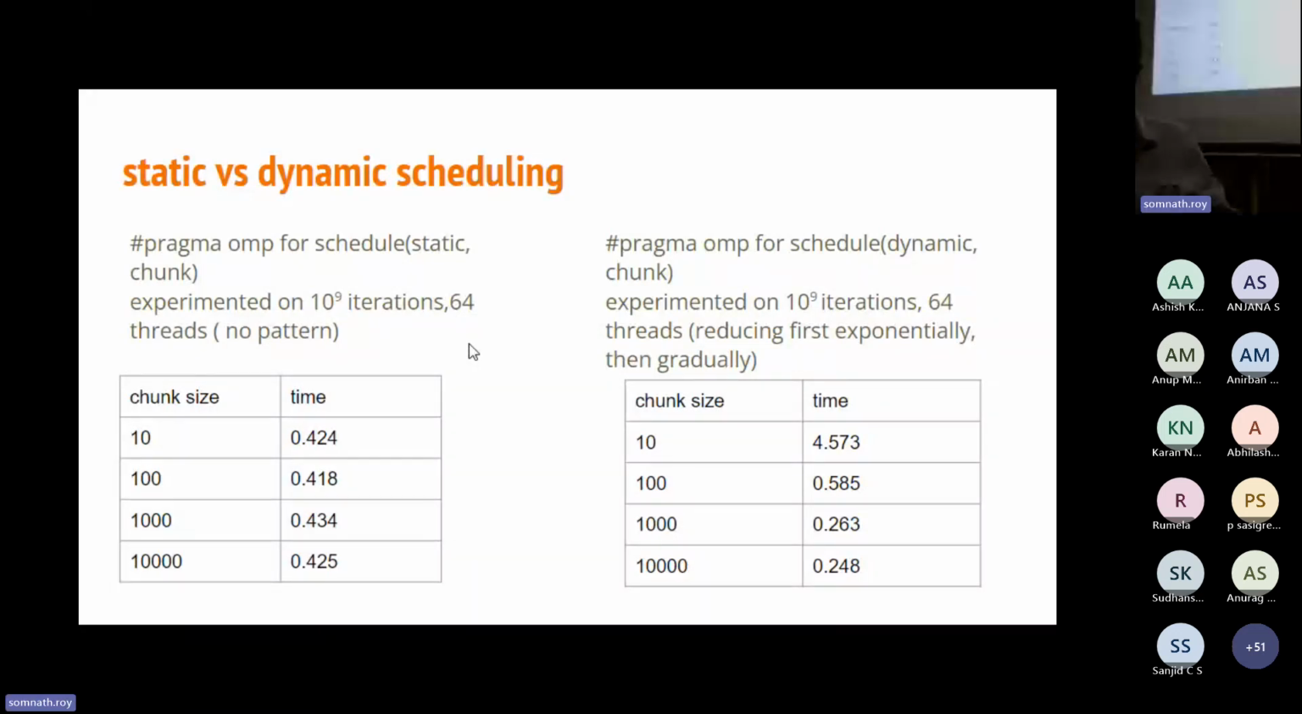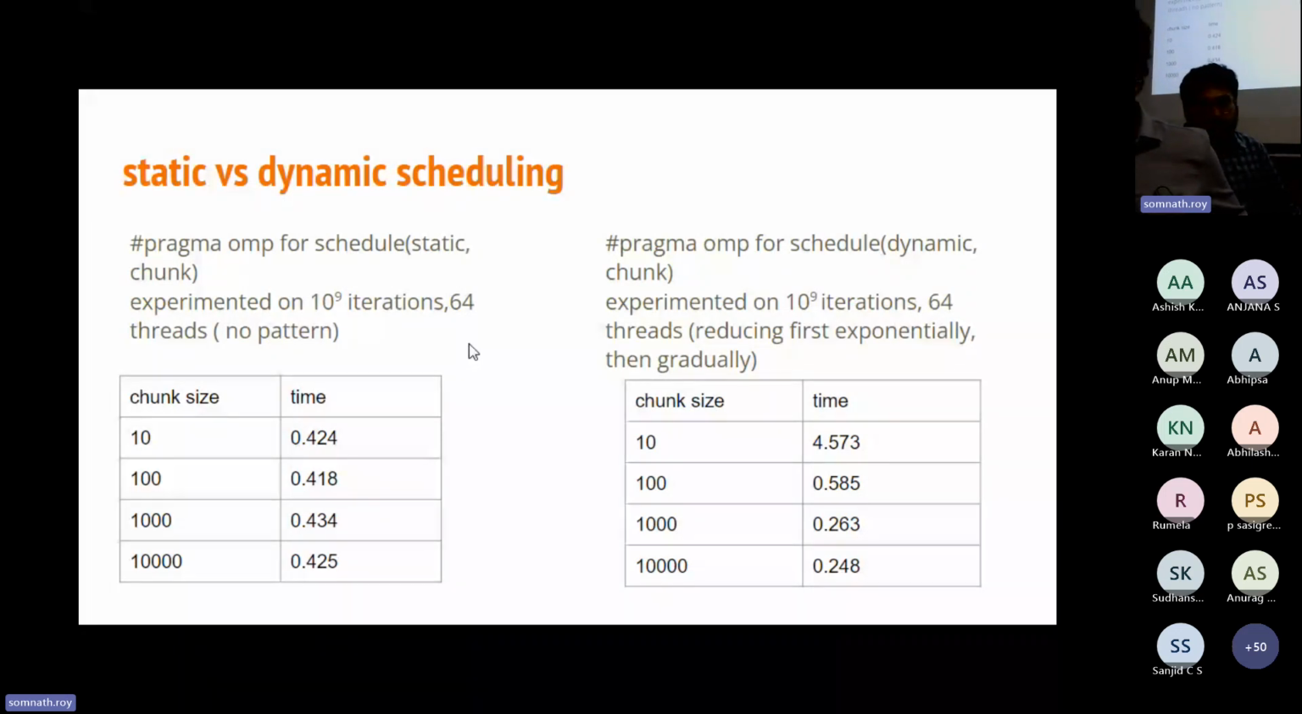In static, there is no scheduling overhead. If there is not much difference in time when the chunk size changes, that is because there is no overhead in static scheduling. No scheduling overhead. Then why is the time decreasing and then increasing?